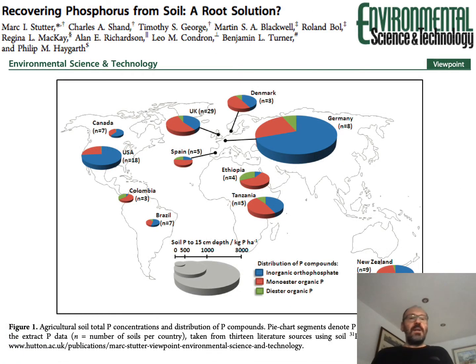Next slide. This is a study that my colleague Mark Stutter led from the James Hutton Institute in Scotland, and showed that the inorganic orthophosphate, the blue, those are the oxidized forms, definitely dominate in world soils. But there's also these really intriguing organic forms, the monoester organic P, that's the red, and the diester organic P, that's the green, and they definitely form a substantive component of what's available in soils.